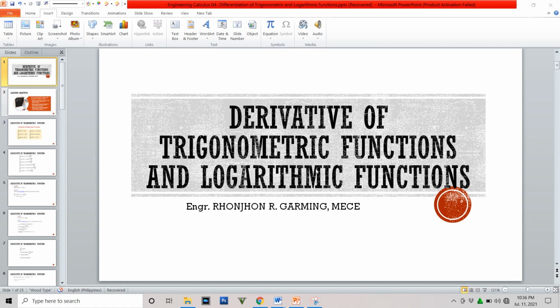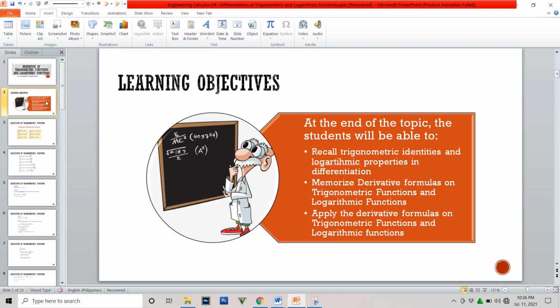So in this session, we are going to have the lesson derivative of trigonometric functions and logarithmic functions. So our learning objectives is that at the end of the topic, you will be able to first recall trigonometric identities and logarithmic properties in differentiation. Because of course, you should know the rules on the properties of logarithm as well as the trigonometric identities for us to be able to deal with the differentiation process.